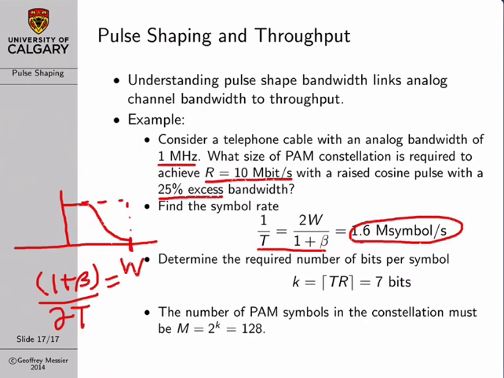Now, the next step is we know that our throughput in bits per second is equal to the number of bits per symbol, k, divided by our symbol time. And so what I've done down here is just solve for k, because we know symbol time and we know the data rate that we need. We take the ceiling of it, and we get 7 bits per symbol is how many bits are required. And so the number of PAM symbols in our constellation must be equal to 2 to the 7, or 128.